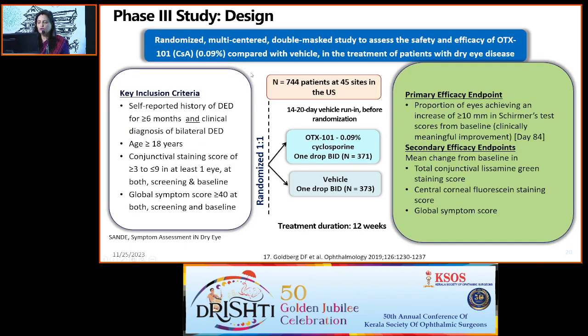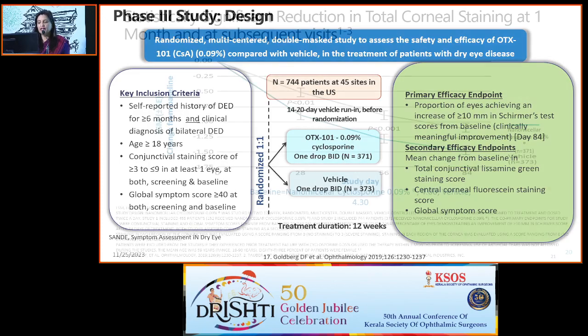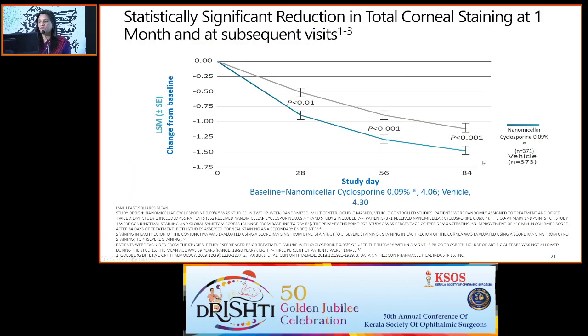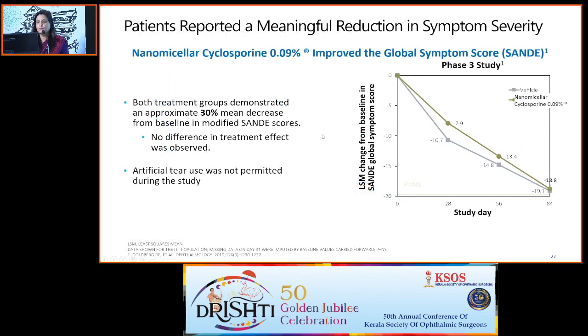Now, this was another study, again a randomized controlled trial in more than 700 patients, which looked at the one which was proven, that means nanomicellar 0.09%, vis-a-vis vehicle, to look at the safety. This was again done for 12 weeks, and at all points in time, it was found that the nanomicellar cyclosporin had improved the total corneal staining much more as compared to the vehicle. And I think corneal staining is very important, because corneal staining means that the patient is having symptoms and is also having signs. Then this was again for the global symptom score, or what we call SANDE.